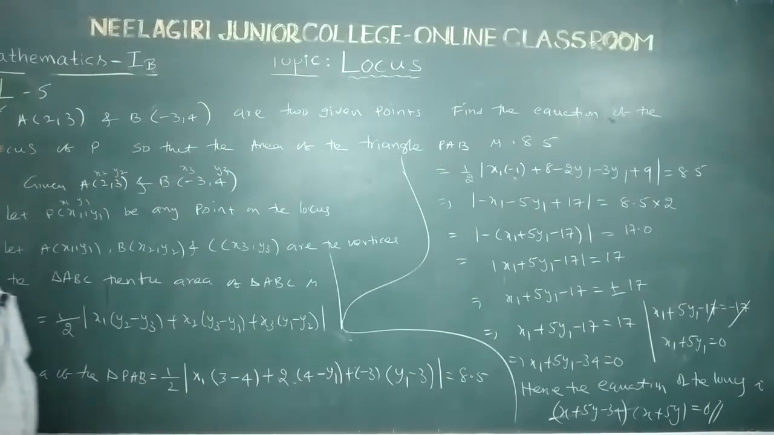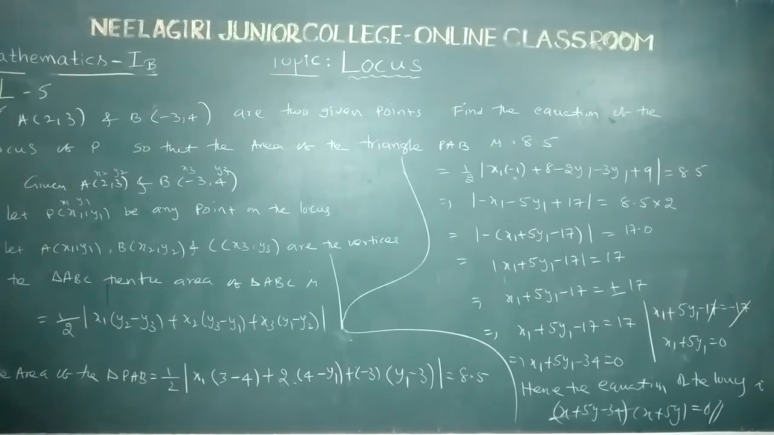This is the important problem for 4 marks. A(2, 3) and B(-3, 4) are two given points. Find the equation of the locus of P so that the area of the triangle PAB is 8.5 square units. The given points are A(2, 3) and B(-3, 4).